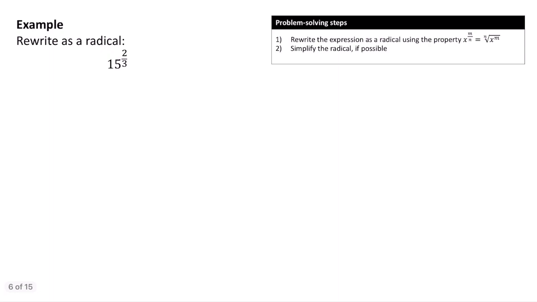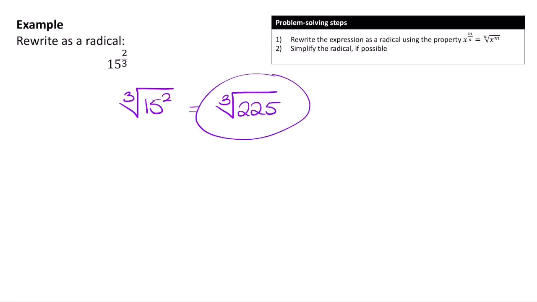So let's rewrite this as a radical. We have 15 to the 2/3. Remember that the numerator is going to become my power, and the denominator is going to become the index. So this is the cube root of 15 squared, but I don't want to leave it like 15 squared in my problem, so I'm going to turn this into the cube root of 225. There are no perfect cubes that will evenly factor 225, so I'm just going to leave it.